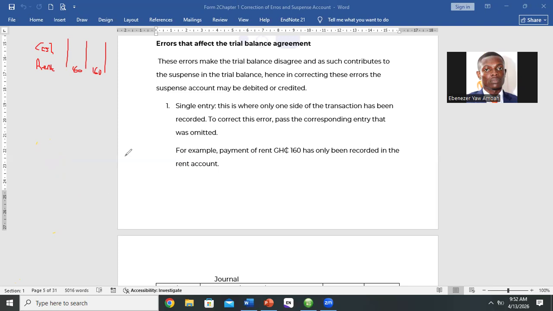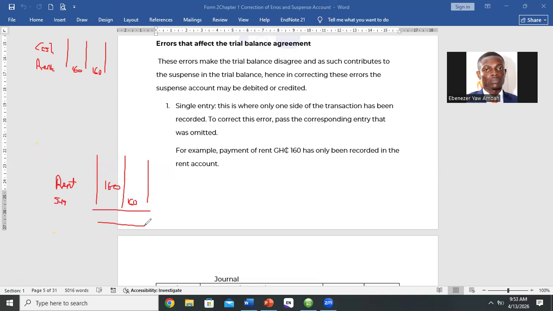So this is your trial balance. Because of the single entry, you only have rent in your trial balance, 160. So at the time that you are preparing the trial balance, you saw that your credit side is having nothing. So to make it balance, you put a suspense account. So suspense of what? 160 added to credit. Remember I said suspense account is used to record any difference. So when we see that difference, we'll put the suspense in there to make our trial balance agree. Then we go and investigate.